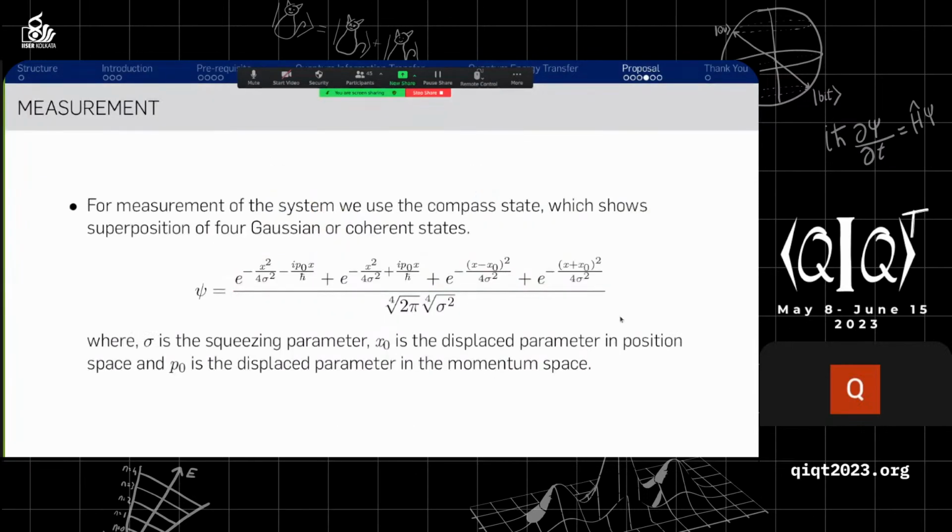So for the measurement of the system, we use the compass state. We can use other states also, but here we are using the compass state, which shows a superposition of four Gaussian or coherent states.